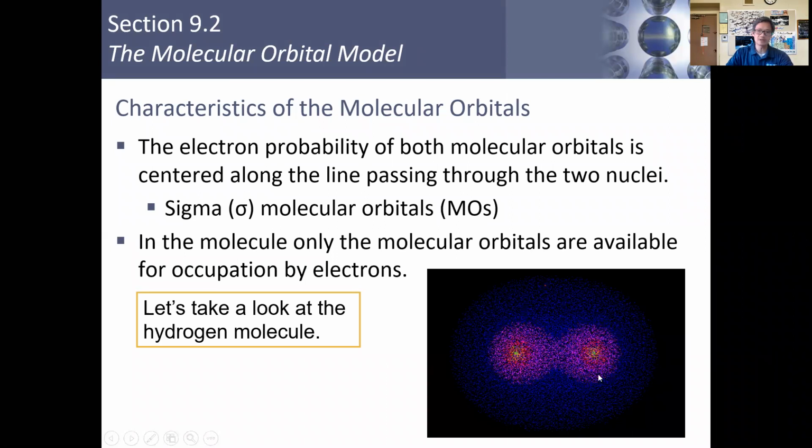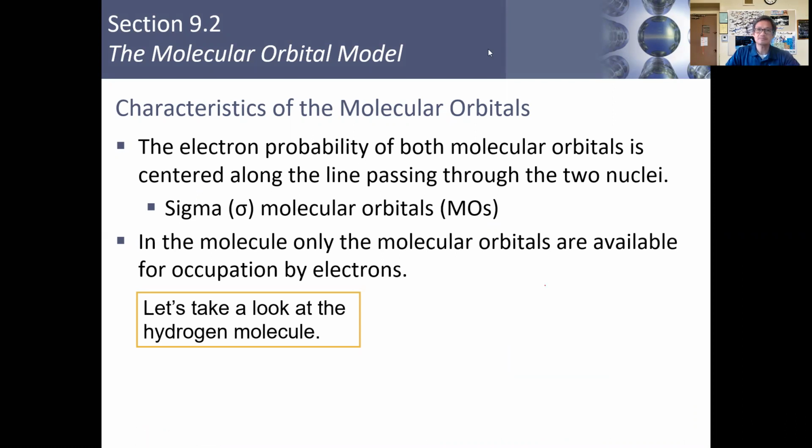This is a computer-generated electron probability map for hydrogen molecules. We're looking at the H2 molecule here. This is the nucleus of one hydrogen, this is the nucleus of another, and you can see the electron probability cloud given to us here. We will be using this molecule in order to understand molecular orbitals.